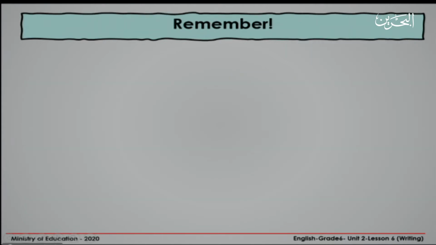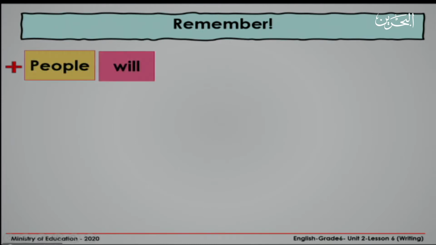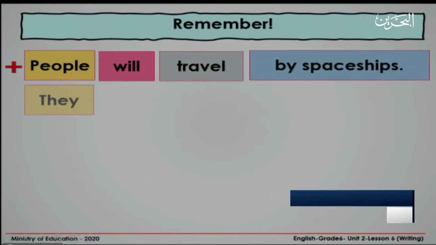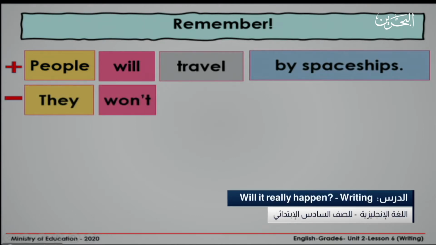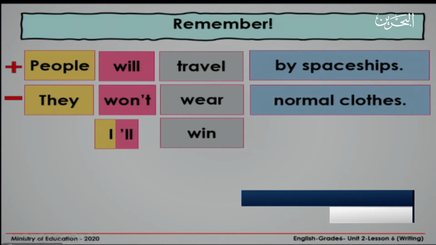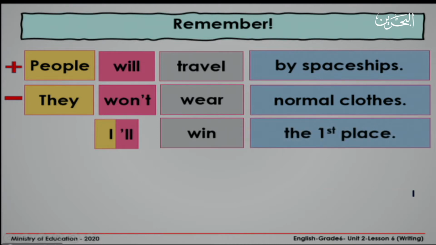Here, I need to remind you of the future will tense rule. People will travel by spaceships. We use will for the affirmative sentences. They won't wear normal clothes. We use won't for the negative sentences. I'll win the first place.